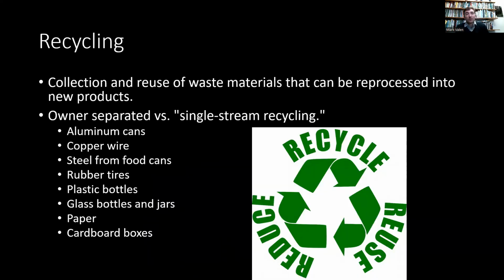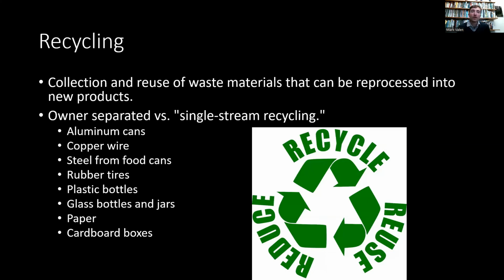Next up, we can take a look at recycling, which is what most people think of when they think of doing the environmentally friendly thing. If we can recycle the material, we keep it out of the landfill, and it has a chance at another life. So recycling is simply the collection and reuse of waste material so that it can be reprocessed into new products. There's a couple different types of recycling schemes out there, and the main two that you have options for are owner-separated or single-stream recycling.